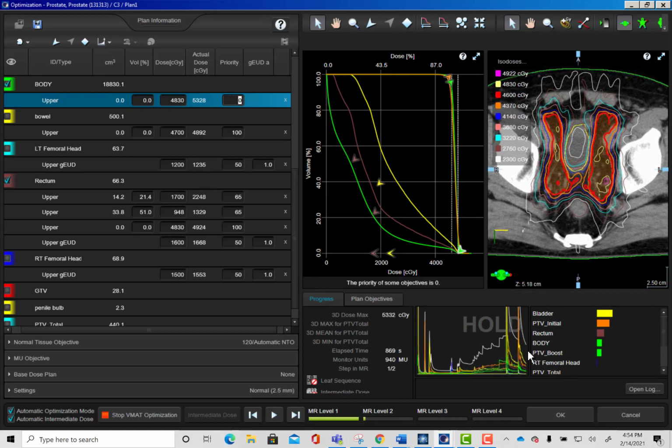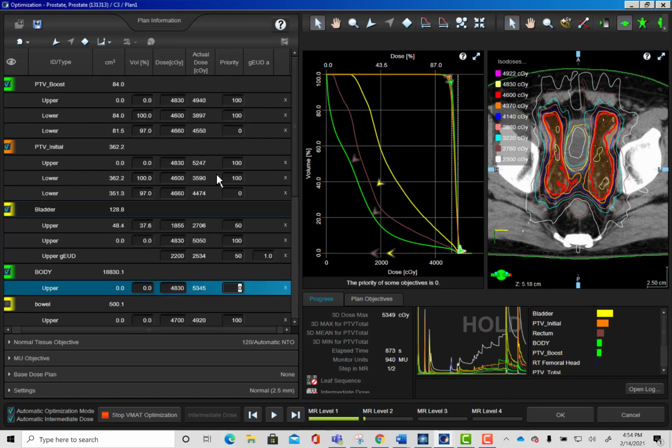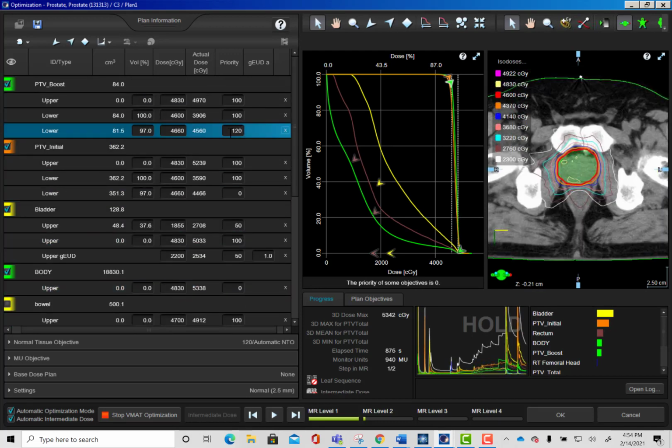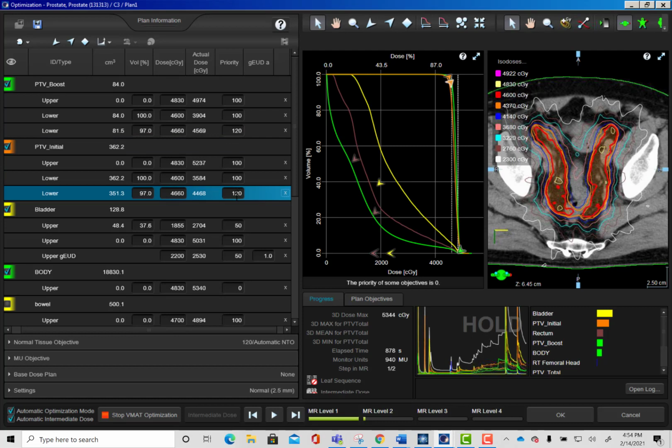Okay, again, I suggest letting it level out a bit more than this, but I'm going to go ahead and add these to the optimizer.